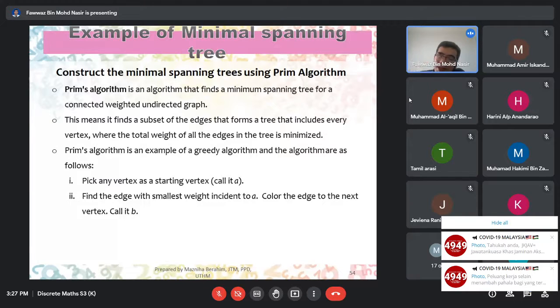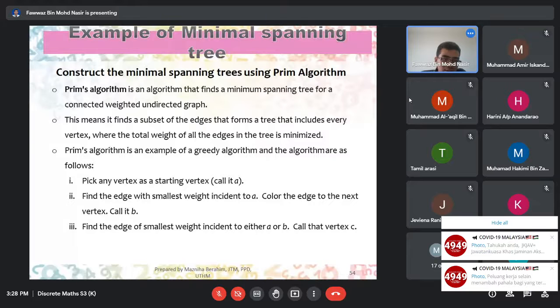Okay, jadi once kita dapat that edge, that's the edge with the smallest weight, kita tengok vertex apa yang dilinkkan oleh that edge, that particular edge. Okay, so once kita identify, dalam case ni dia label that vertex as B, and find the edge of the smallest weight incident to either A or B. Okay, so kita cari all the vertex that is incident to either A or B, kira the latest two vertices.